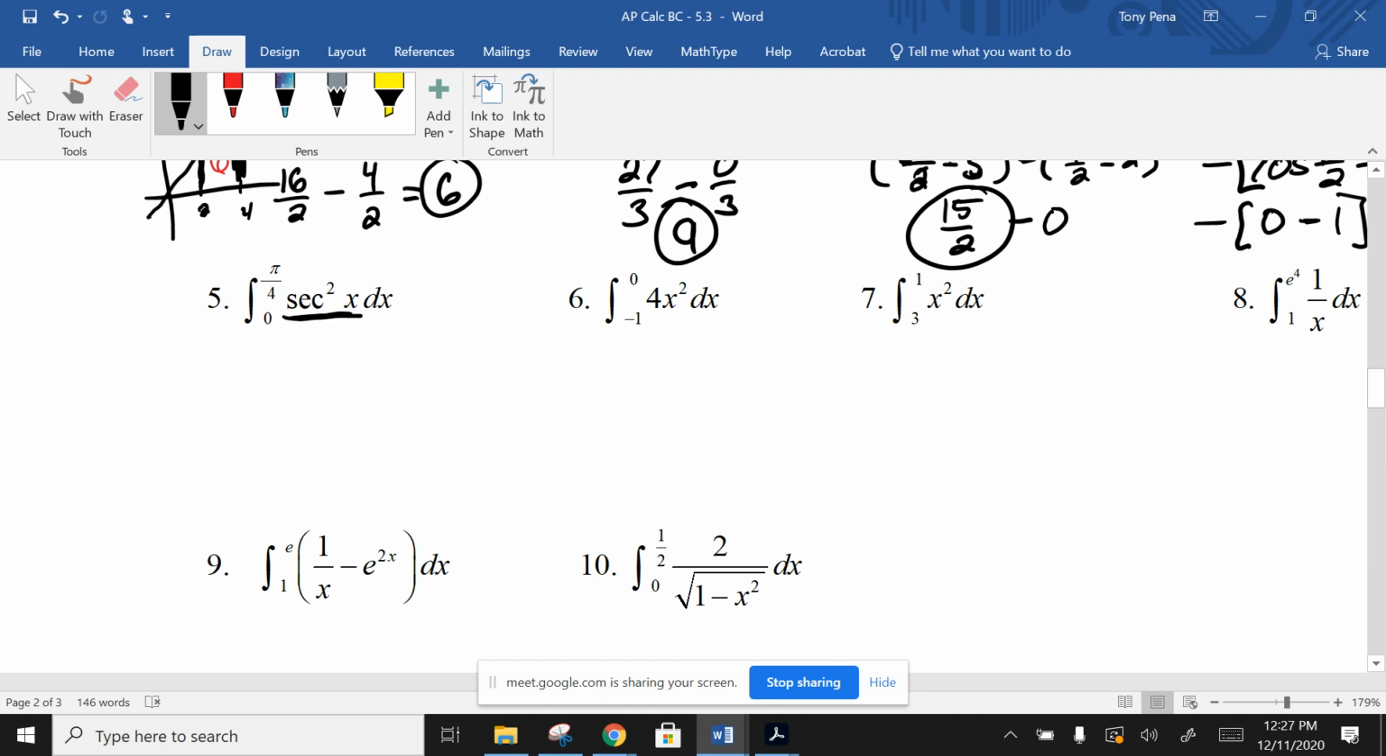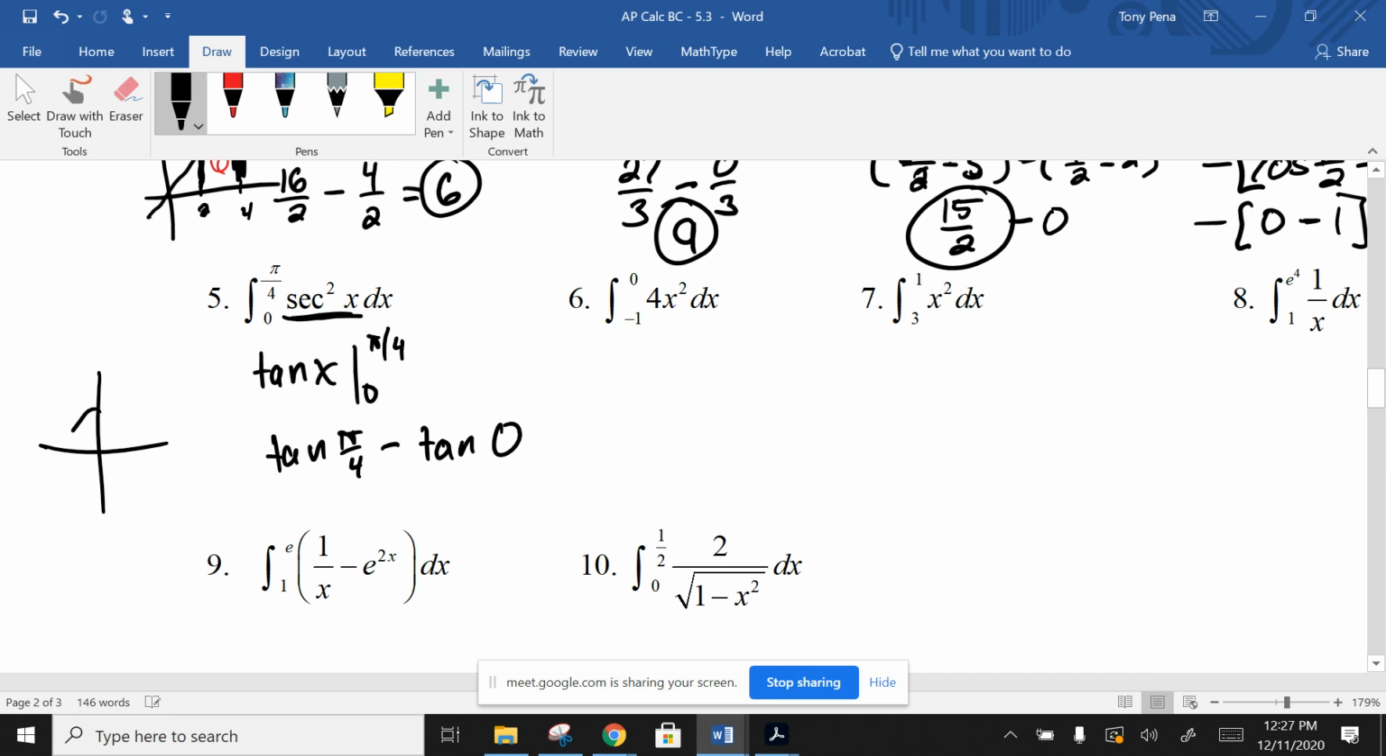So we should know this now. We quiz on that idea. Antiderivative secant squared is tangent. We're now going to evaluate that from 0 to pi over 4. Plug in your upper limit. Subtract. Plug in your lower limit.